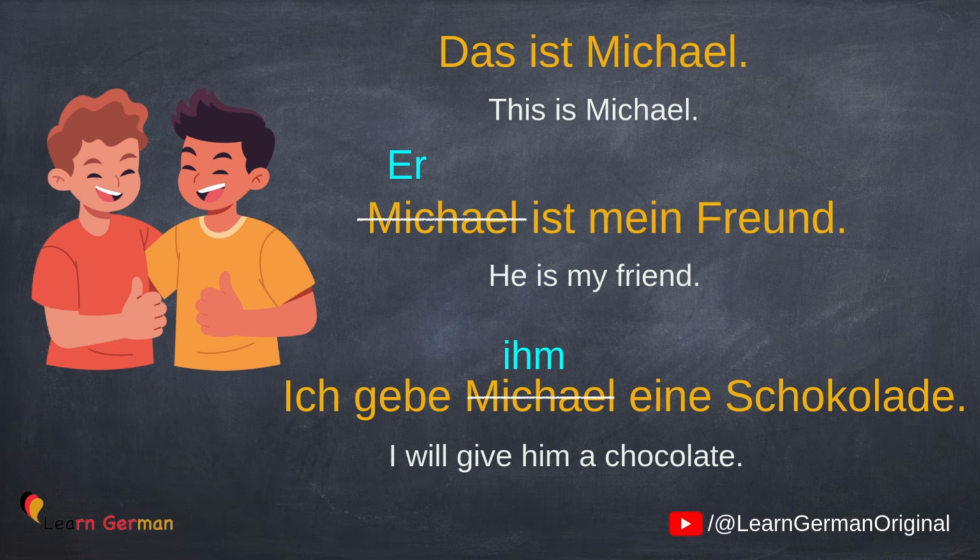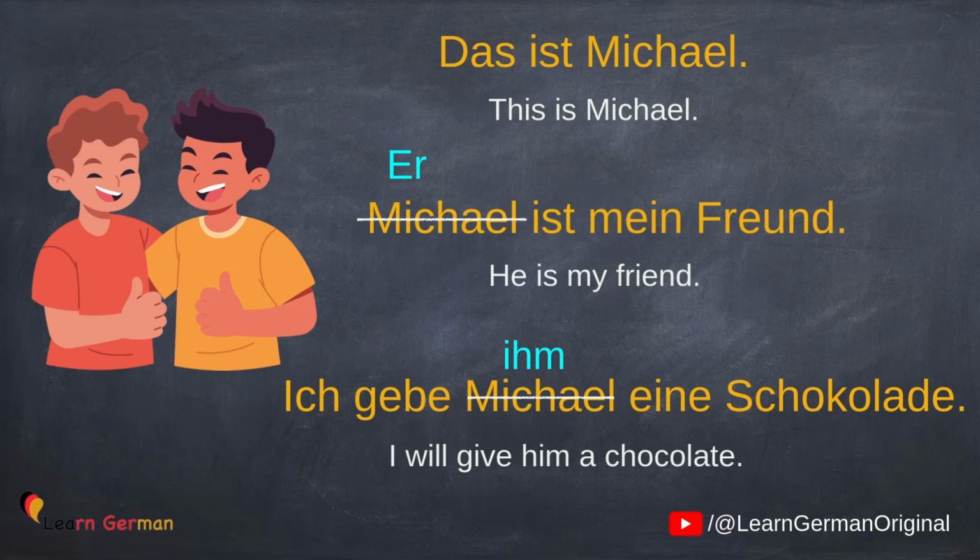Before we begin with each personal pronoun in dative, let's learn how to use them. And here is an example. Das ist Michael. Michael ist mein Freund. But to avoid the repetition, you would say, er ist mein Freund. Er is the pronoun for Michael. Ich gebe Michael eine Schokolade. And to avoid the repetition of Michael, we would say, ich gebe ihm eine Schokolade.